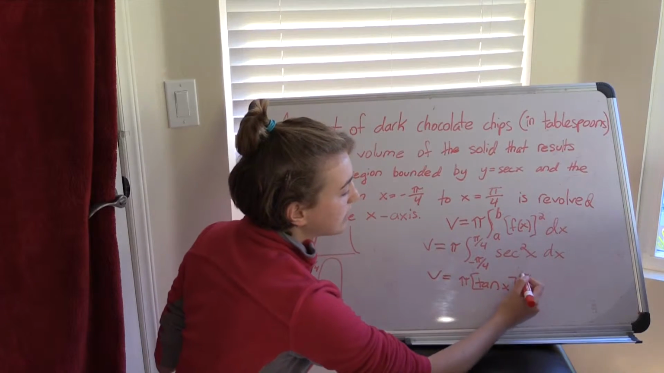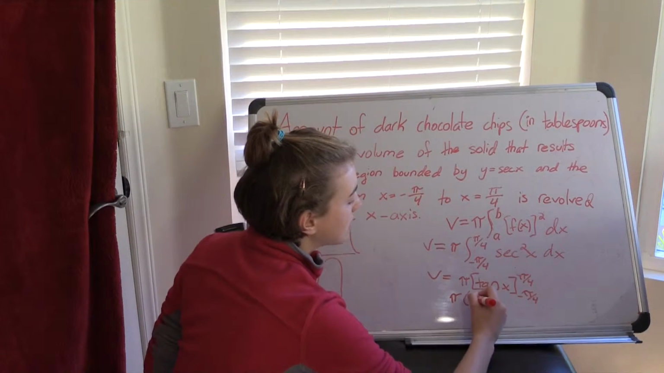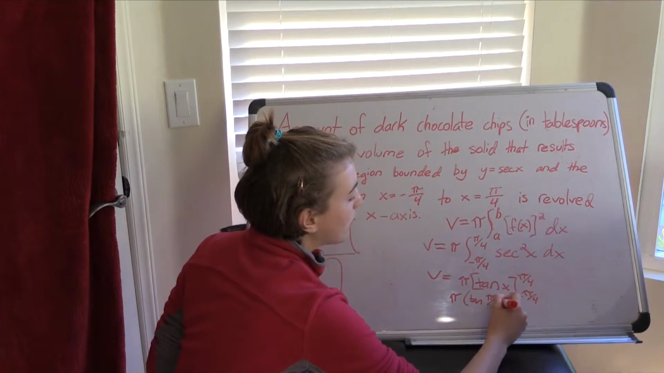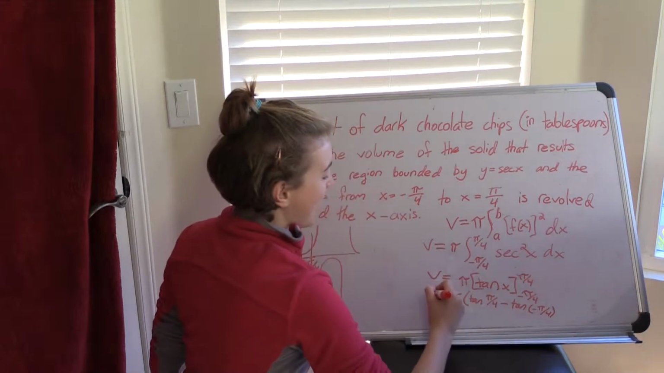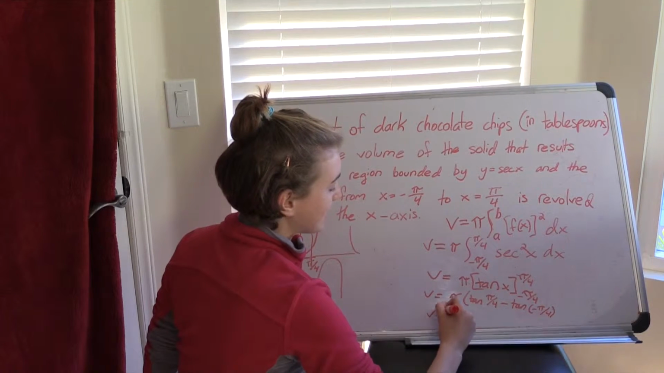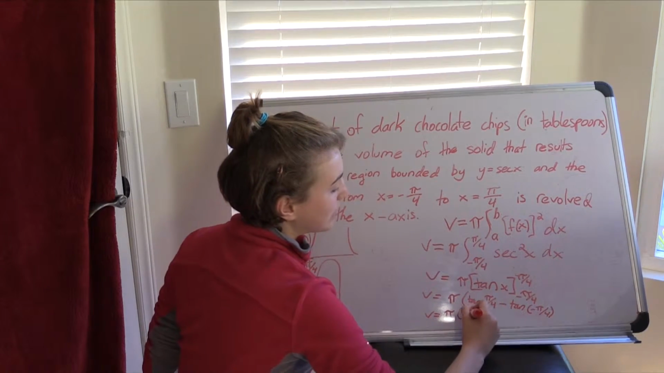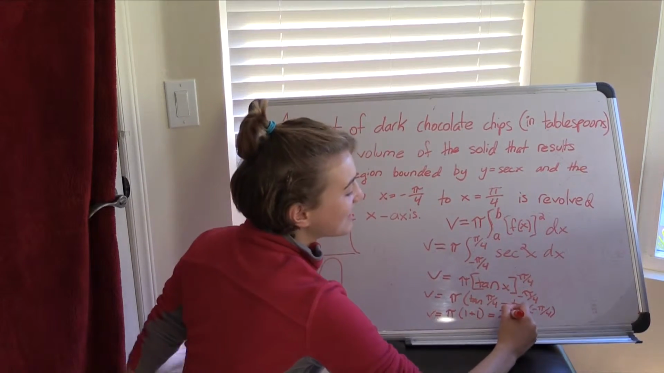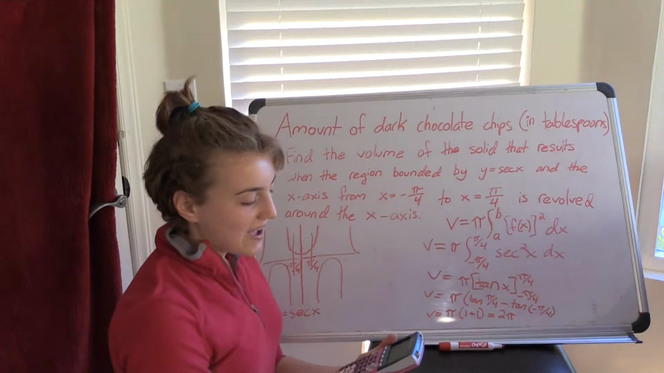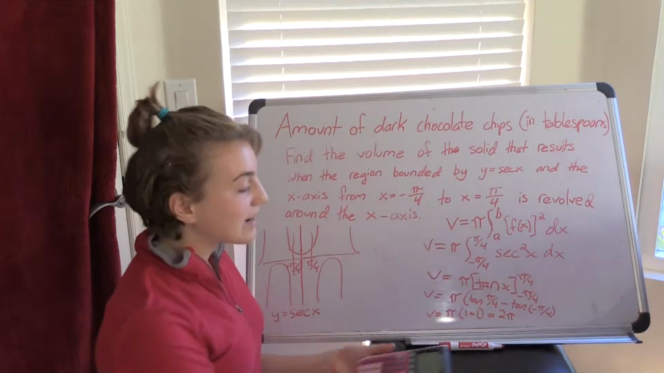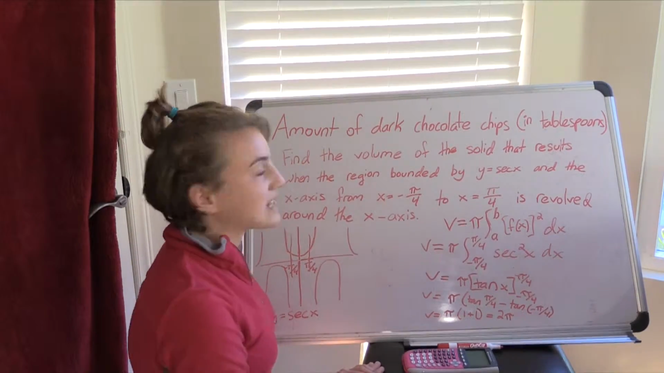So we're going to plug in these values here and get pi times the tangent of pi over 4 minus the tangent of negative pi over 4, and that is going to give us pi times 1 plus 1, which equals 2 pi. So if we plug that into our calculator, we're going to get 6.283 and so on. And if we round that to the nearest whole number, we're going to get 6. So we need 6 tablespoons of dark chocolate chips in our recipe.